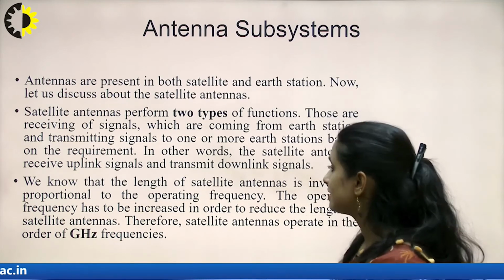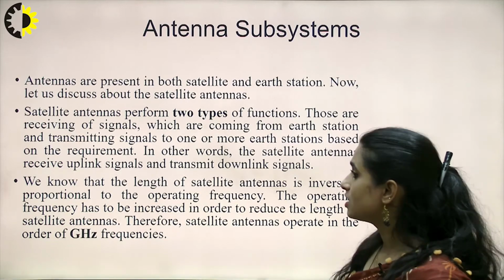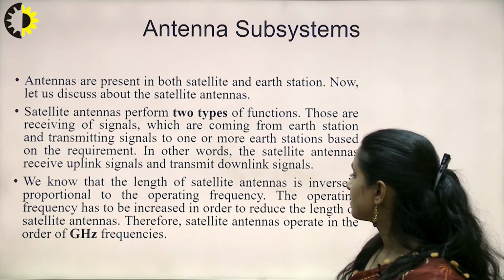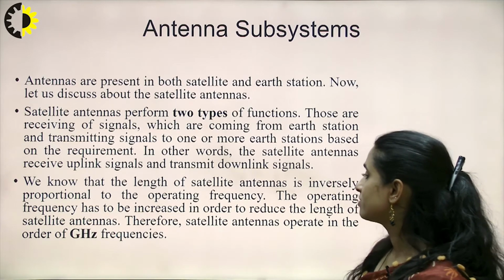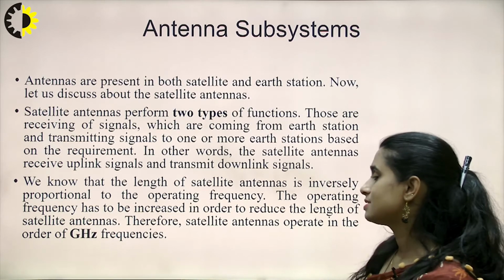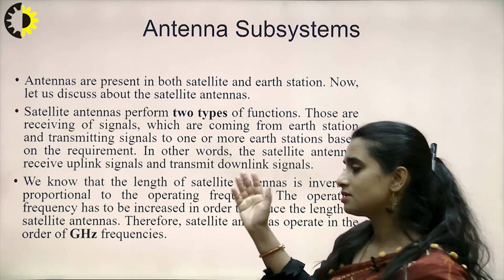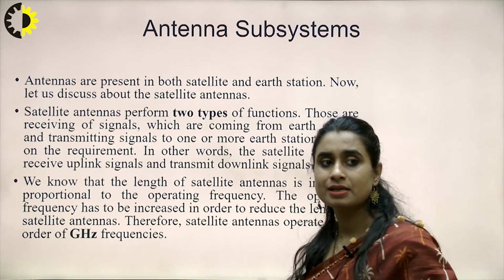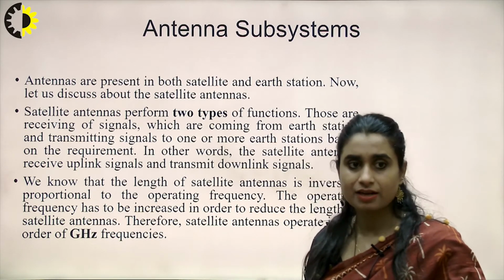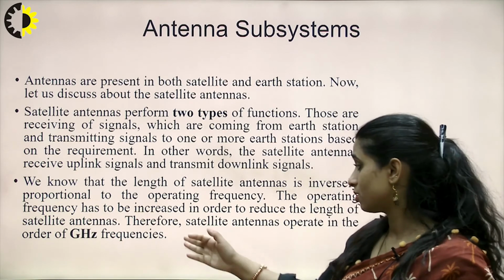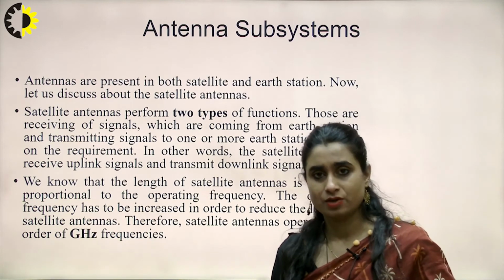We know that the length of a satellite antenna is inversely proportional to the operating frequency. So the operating frequency has to be increased in order to reduce the length of the satellite antenna. These are the basic relations between frequency, wavelength and distance, right? Therefore satellite antennas operate in the order of gigahertz frequency.